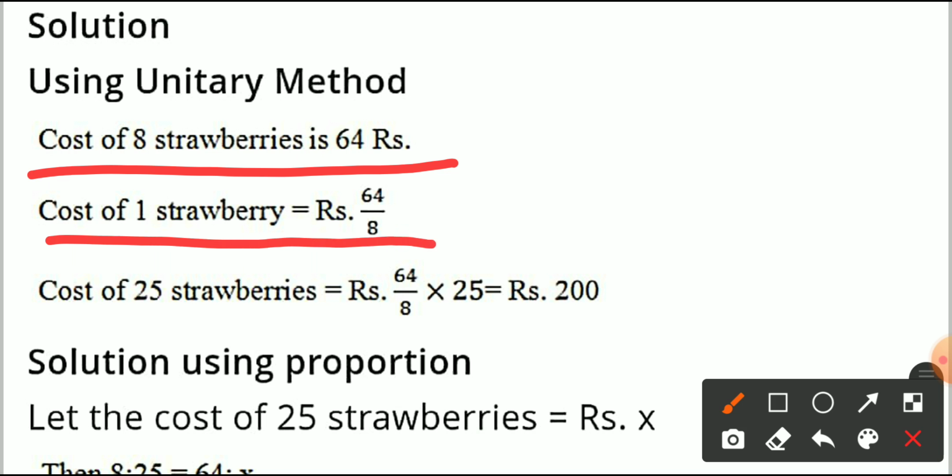Divide. The cost of 1 strawberry is rupees 64 upon 8. We will divide 64 by 8. So what will we get here? 8 8s are 64. Okay. After reducing it, you will get 8 here, or you can leave it as it is. Now here we need to calculate the cost of 25 strawberries. So the cost of 25 strawberries equals what? 64 upon 8 multiplied by 25. After reducing it we get 8 times 25, which is 200.